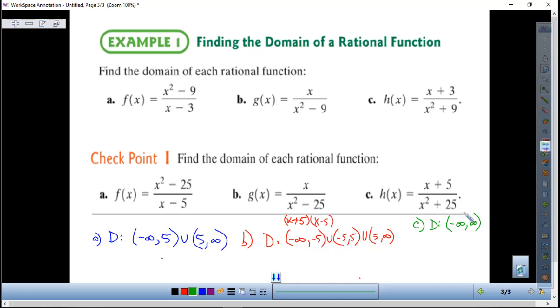All right, and over here with C, because our denominator does not factor at all, until we get into imaginary numbers, we know we include all real numbers. So the domain is negative infinity to positive infinity.